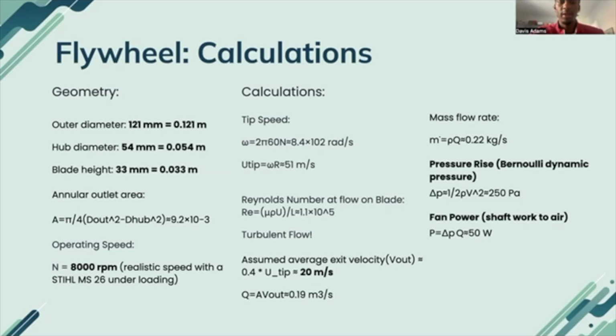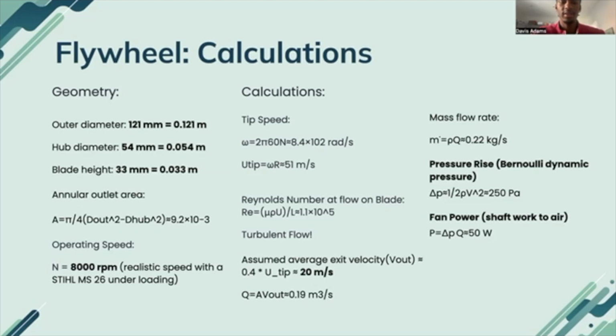From our measurements, the flywheel has an outer diameter of 121 millimeters, a 54 millimeter hub, and about 33 millimeters of blade height, which gives an outlet flow area of roughly 9 times 10 to the negative third square meters. Under normal cutting load, the engine runs close to about 8,000 RPM. That gives a rotor tip speed of about 50 meters per second and a Reynolds number around 10 to the fifth, meaning the flow over the blades is fully turbulent.